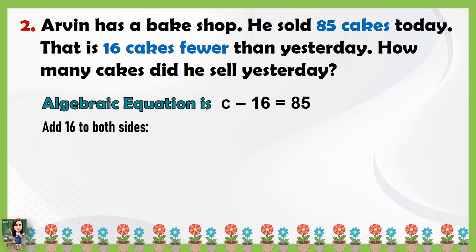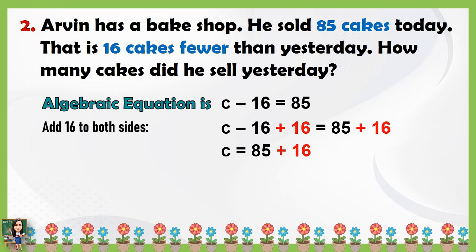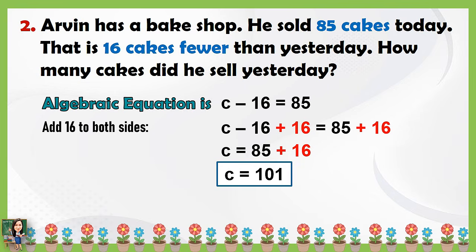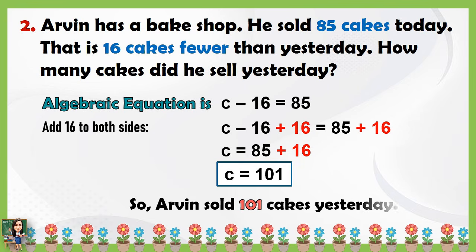Add 16 to both sides, and that is C minus 16 plus 16 equals 85 plus 16. Negative 16 plus 16 equals 0. The remaining is C. Then, 85 plus 16 equals 101. C equals 101. So, Arvin sold 101 cakes yesterday.